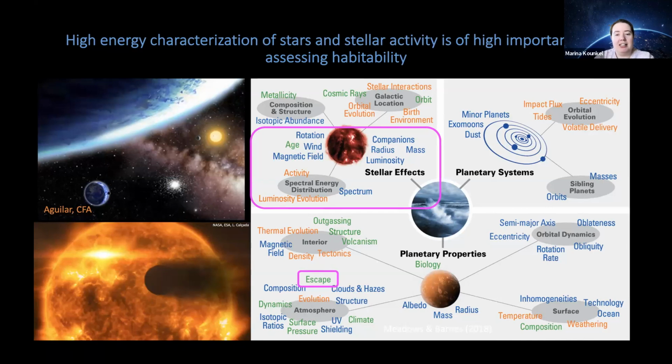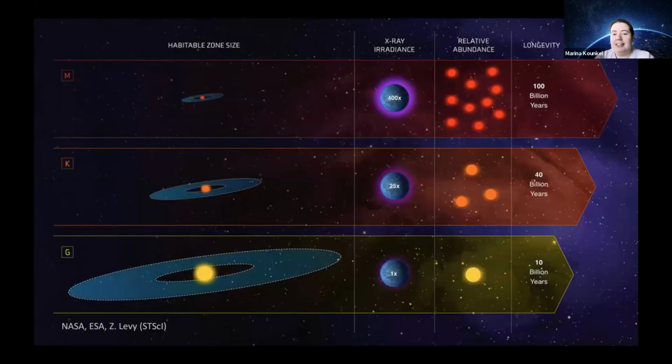The reason why it is a concern is because the most common star that we have in the universe are the M dwarfs. They are about 10 times as abundant as solar type stars. So M dwarfs have a lot more planets than solar type stars do. But because M dwarfs are significantly less luminous, their habitable zone is significantly closer to their star.